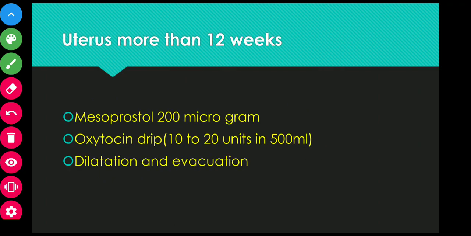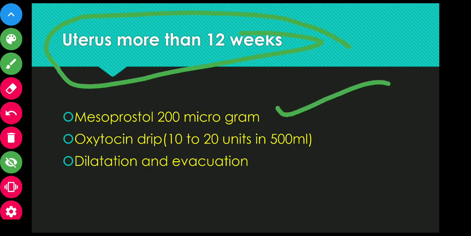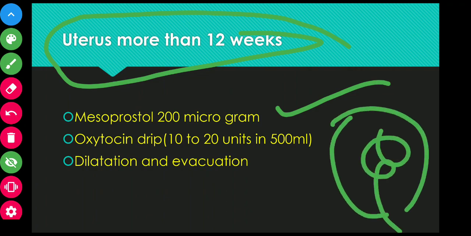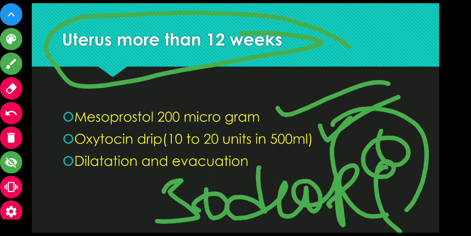Next we'll see uterus more than 12 weeks. Here we'll be giving first misoprostol 200 micrograms inserted into the posterior vaginal fornix. Every 4 hours we need to give misoprostol. If the fetus comes out, okay. If it does not come, then we have to go for an oxytocin drip. That is 10 to 20 units in 500 ml normal saline. That should be given at 30 drops per minute.